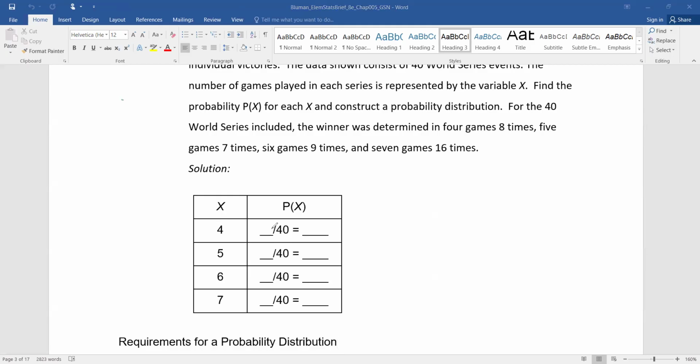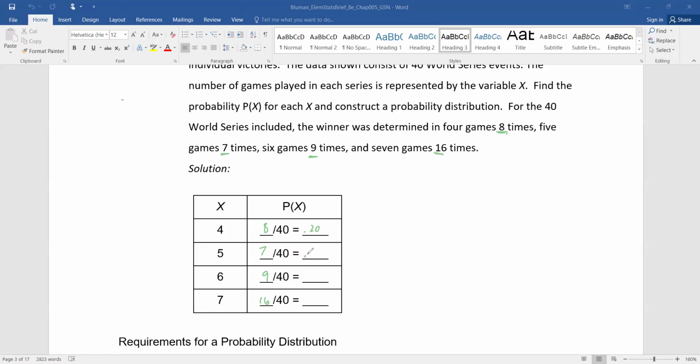So to do this, for the probability of getting 4 games, in observational terms, we saw it happen 8 times out of 40. We saw that there were 5 games 7 times. We saw that there were 6 games 9 times, and we saw that there were 7 games 16 times. So if you take all of these and type them in the calculator to get a decimal, there was a 20% chance that the World Series would be 4 games.